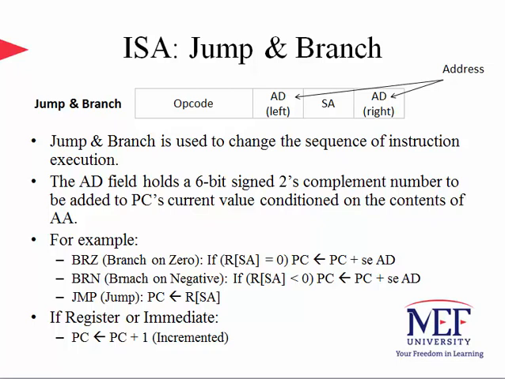For example, if the contents of the source A register is 0, then the address field of the instruction is added to the current value of the PC, the program counter. On the other hand, if the contents of the source A register is negative, we could perform the same operation on the program counter as well. These two are called branch on 0 and branch on negative. In case of a jump instruction, the contents of the source A register is the new value of the PC. In case of the register and immediate instruction formats, the program counter always increments, as mentioned before when we discussed the high-level description of the computer.